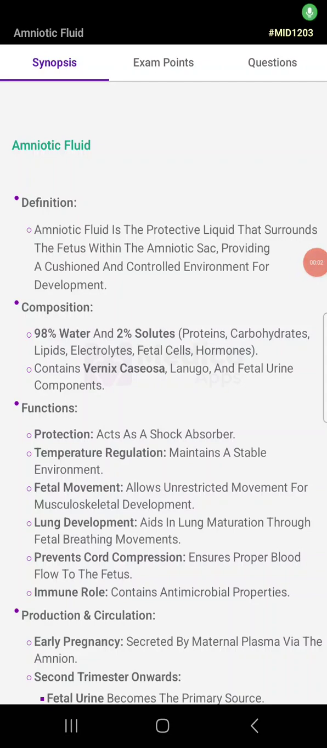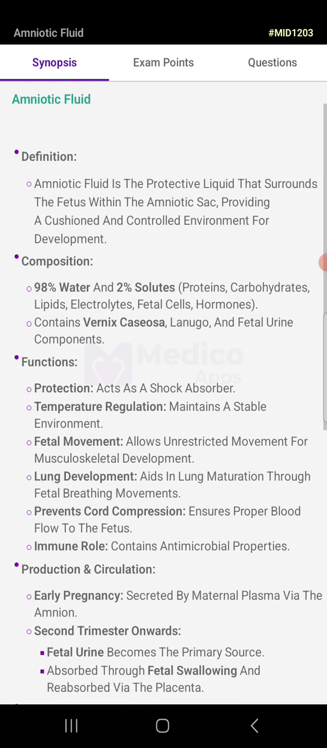Amniotic fluid. This is a protective liquid that surrounds the fetus within the amniotic sac, providing a cushioned and controlled environment for development. 98% water and 2% solutes: proteins, carbohydrates, lipids, electrolytes, fetal cells and hormones. Contains vernix caseosa, lanugo and fetal urine components.